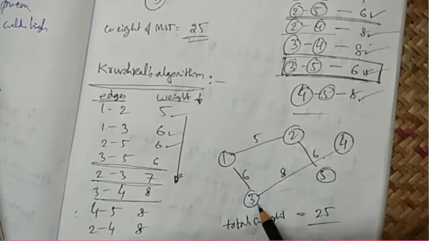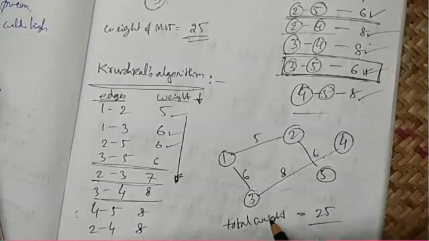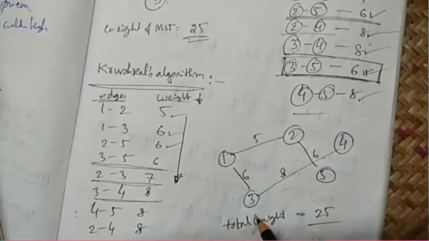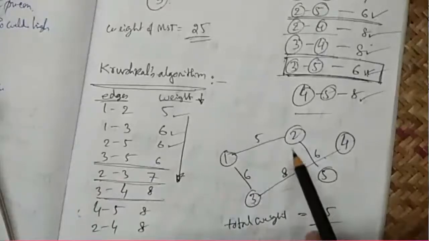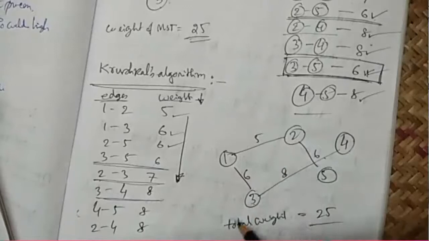So this Kruskal's algorithm is justified by the path optimality theorem. Is it understood? Okay, so this 2 3 is not present in the minimum spanning tree found by the Kruskal's algorithm.